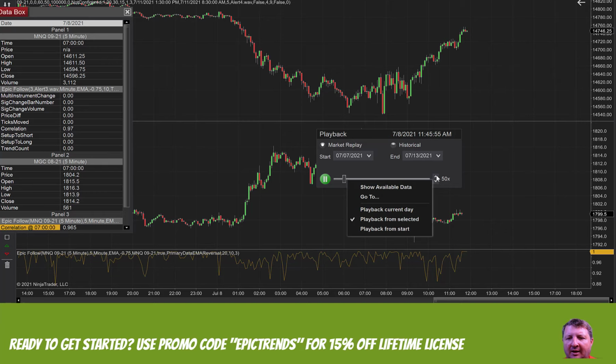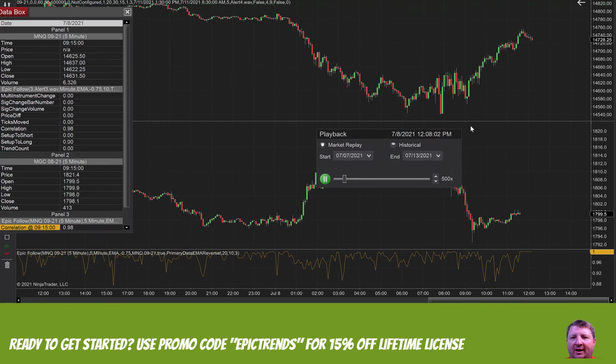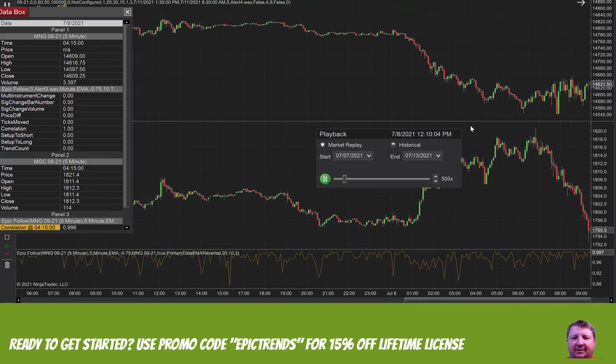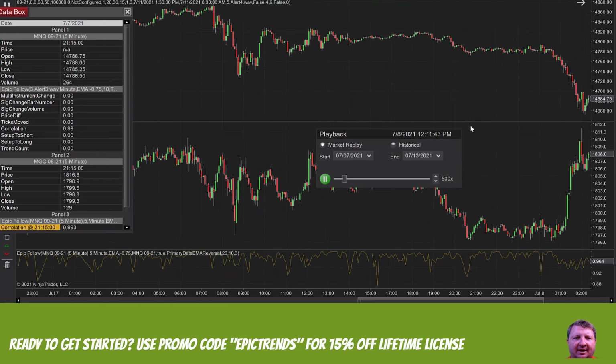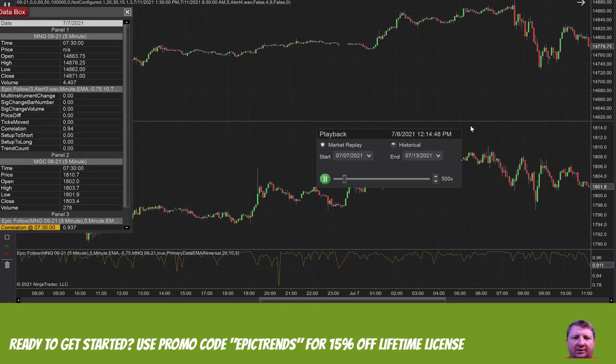So with any setup, with any indicators, this is another way to test with market replay. 500 times the speed. These bars are going to start popping out quickly. But this way, if you're not live trading on a chart and you want to sort of replay what happened, that's going to be pretty much your safest bet with market replay.